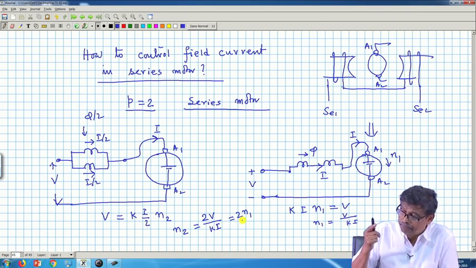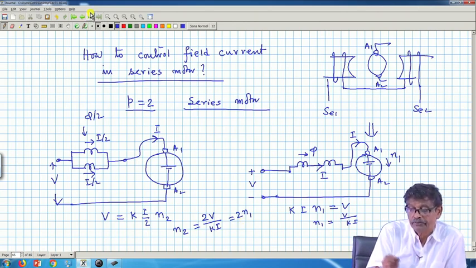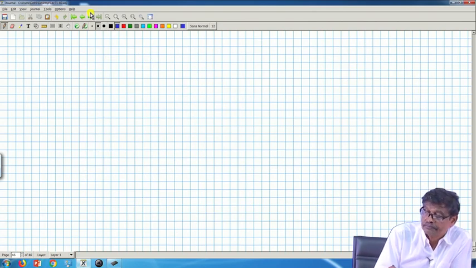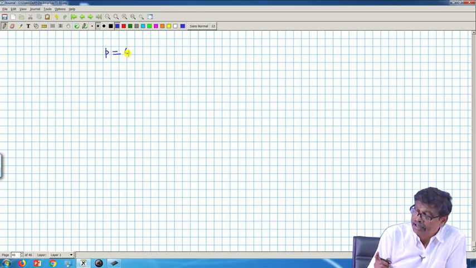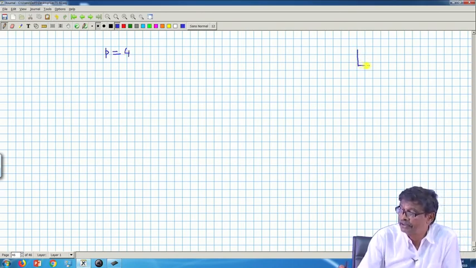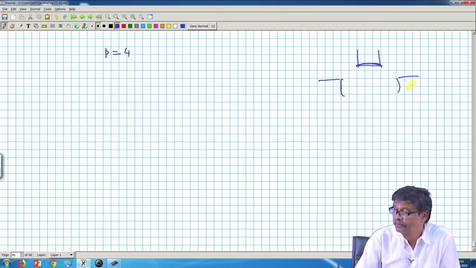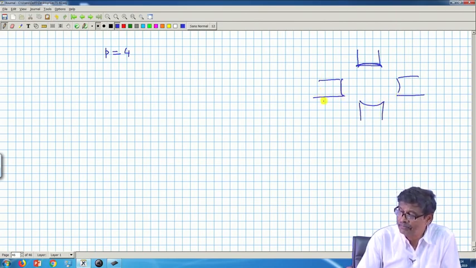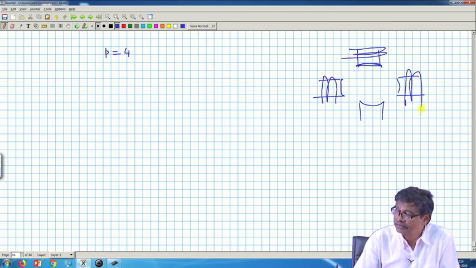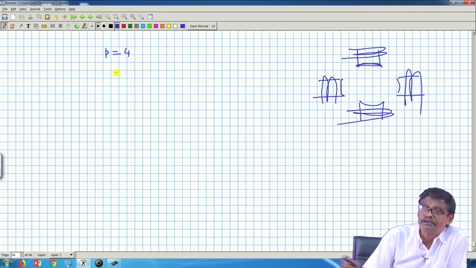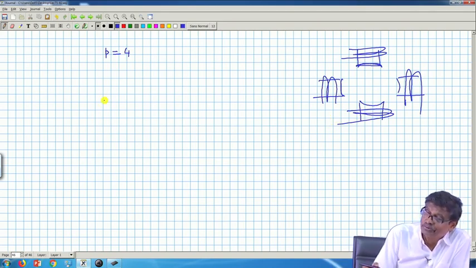If it is a 4-pole machine, of course, you can do more things. Suppose P equals 4. That means physically there are 4 coils present. This is one pole, this is another pole, this is another pole, this is another pole, and each one of them has identical coils. Therefore, in a 4-pole machine I can do several things now.